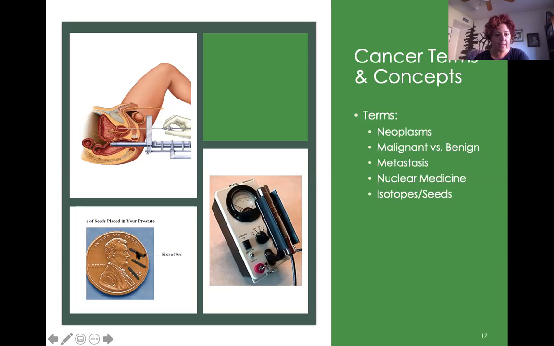Now you can see here the size of the seeds compared to a penny. I thought that was kind of interesting. But there's these long needles and they're disposable. These are called brachytherapy needles. And I do have some in the lab and we can take a peek at those when we get to that point. So this is just one example of how nuclear med is used.